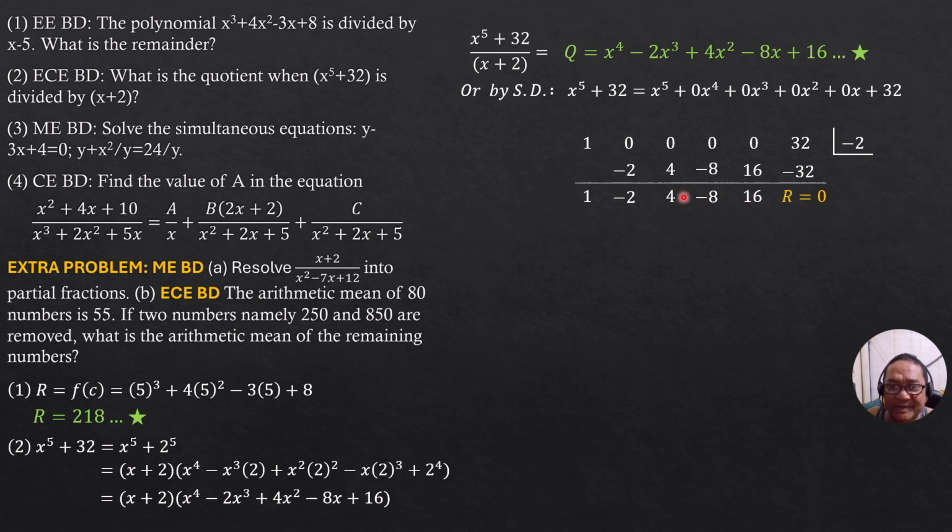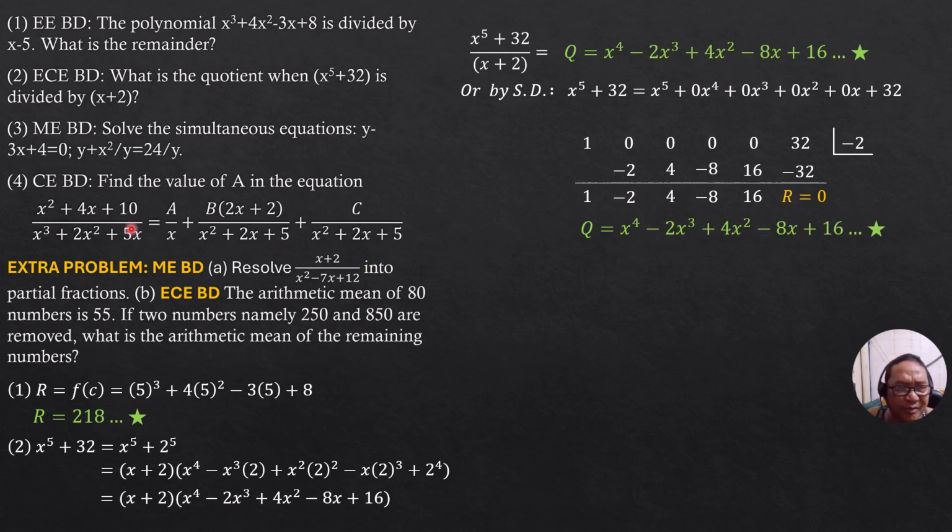So this represents the quotient. Originally, it is fifth degree. After we divide it by a first degree divisor, it reduces to the fourth degree. Therefore, because these are the coefficients of the terms of the quotient, we interpret this as x to the fourth minus 2x cubed plus 4x squared minus 8x plus 16, which is the same as that.